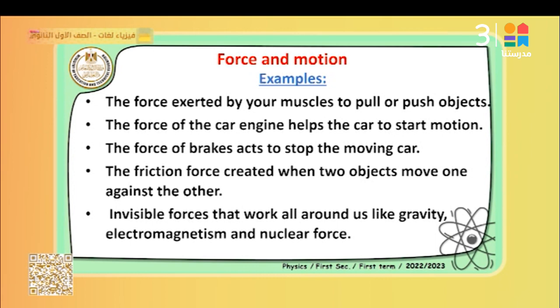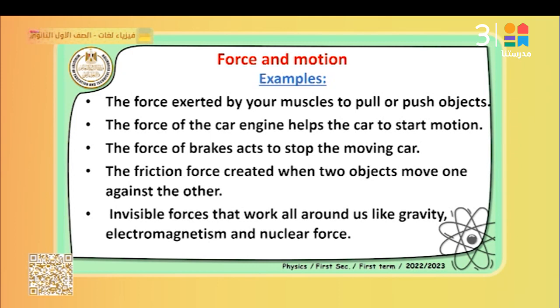All of these forces, we can see the effect of these forces, or they may be visible for us, just like a push force or a pull force, they are visible. I can see it if I pull or push something, or if there is a friction force between any two moving objects in contact together, it's a visible force. I can see it and I can see the effect.